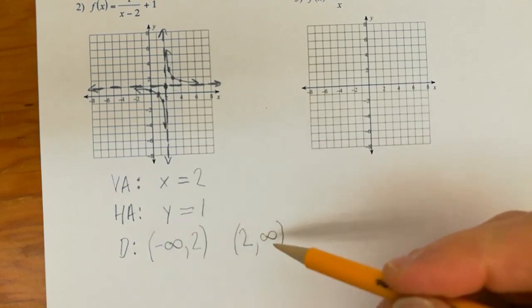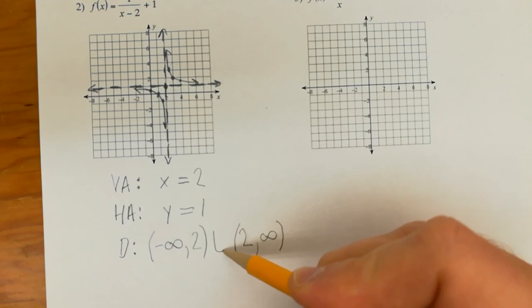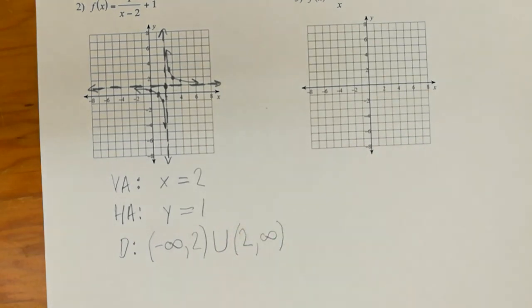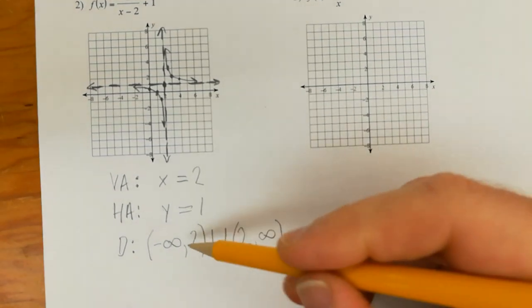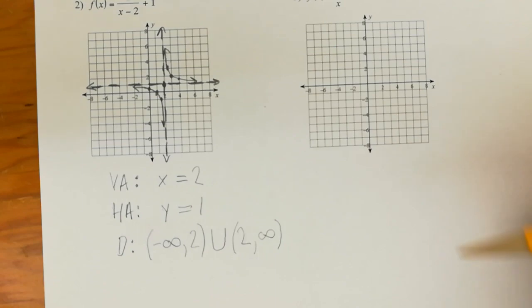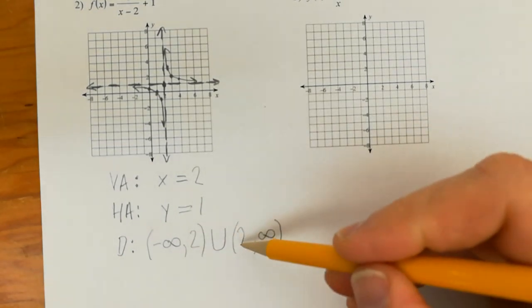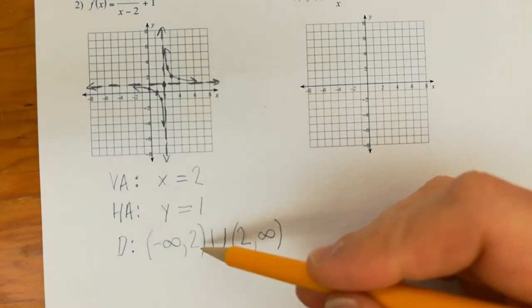And how do you say it's these two things together? Well, you use this symbol called a union symbol. You might have seen that before if you've used set notation before. So this is how you write down the domain. This is the way to say it includes all numbers from negative infinity to infinity, but it skips over 2. It does not include 2.